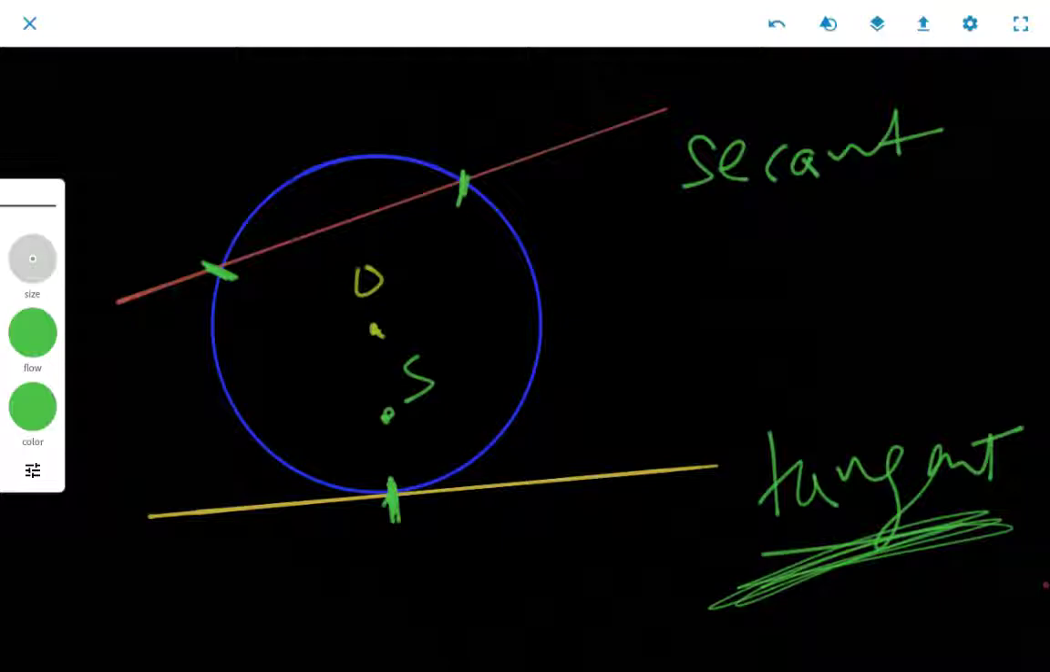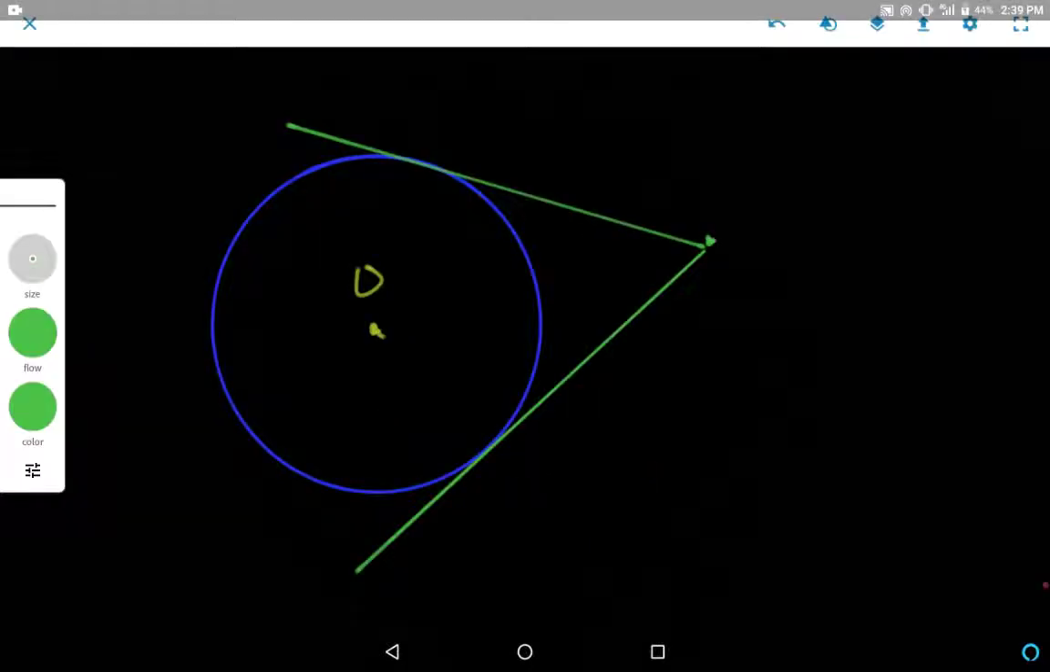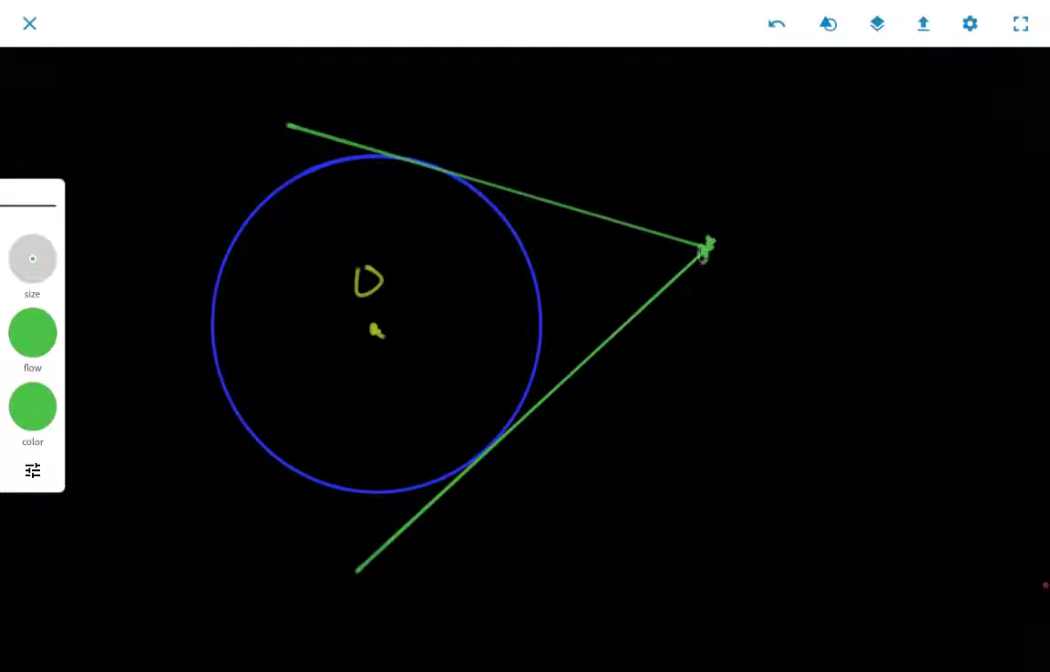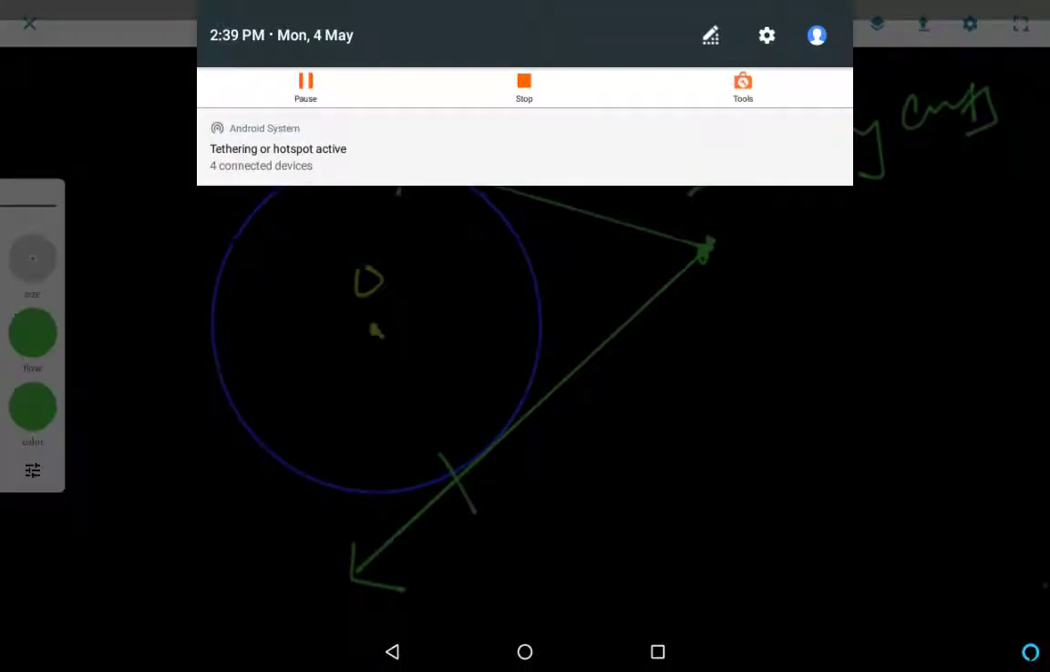And now let's say I have to clear this. One second, pause it. Another fact is that from one point there can be only two tangents on the circle. Okay, two tangents on the circle. Understand? Let's go on to the next part.